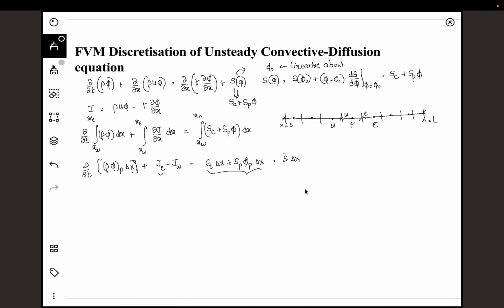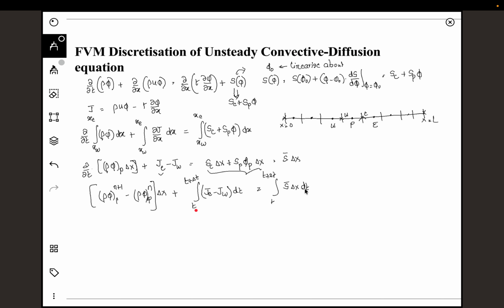If I do a time integration, this will become rho phi p evaluated at n plus 1 minus rho phi p evaluated at n, times delta x, plus the integral of j e minus j w dt between t and t plus delta t. Similarly, on our RHS we have the integral from t to t plus delta t of s bar delta x dt.